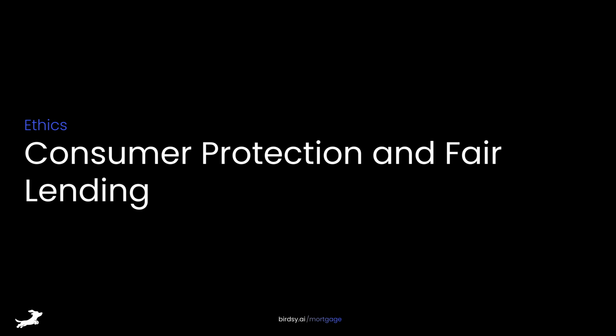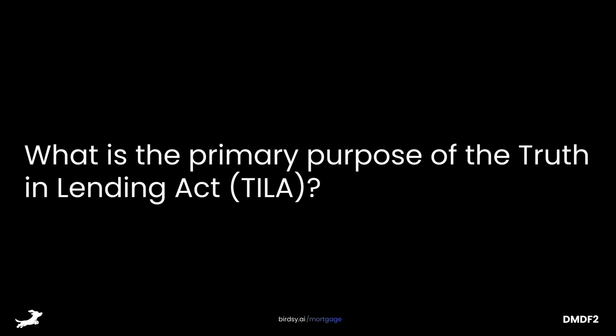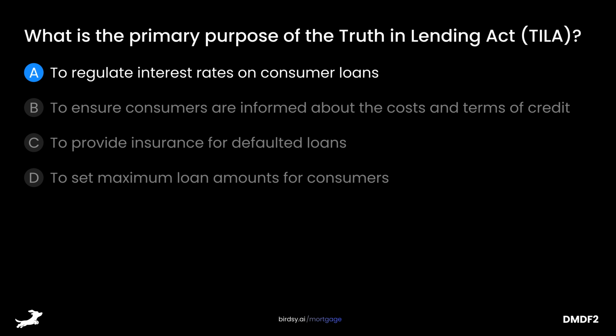Consumer protection and fair lending. What is the primary purpose of the Truth in Lending Act? Is it A. To regulate interest rates on consumer loans, B. To ensure consumers are informed about the costs and terms of credit, C. To provide insurance for defaulted loans, or D. To set maximum loan amounts for consumers? The answer is B. To ensure consumers are informed about the costs and terms of credit.